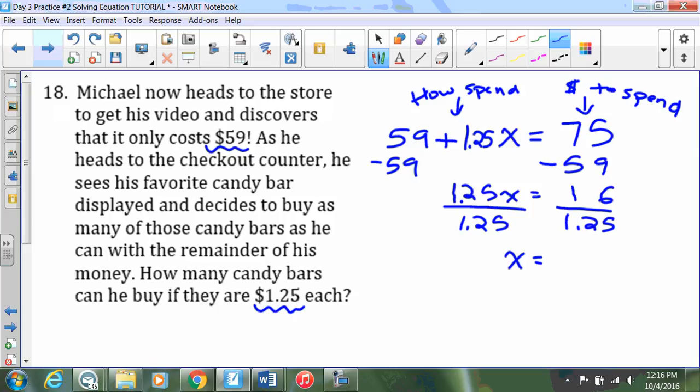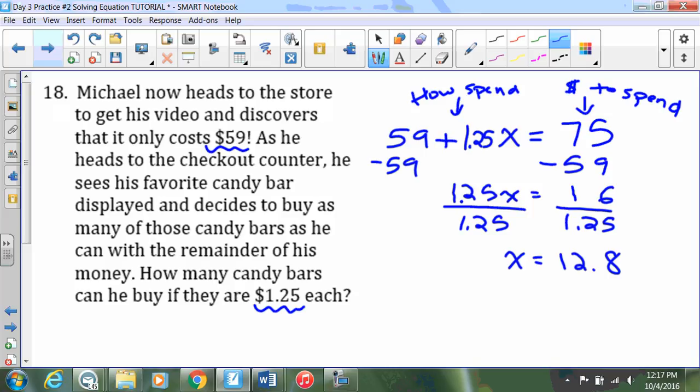So we're going to pick up our calculators. This time mine's on, which is always great. And we're going to put 16 divided by 1.25, and that gives us 12.8. Now, can you imagine Michael going up to the checkout counter and having 12.8 candy bars to check out with? What did he do? After the 12th, he took the 13th one and took out those scissors and cut it up, because he could say, hey, I'm going to buy this 0.8 candy bar. I have enough money for it. Okay, doesn't work like that.